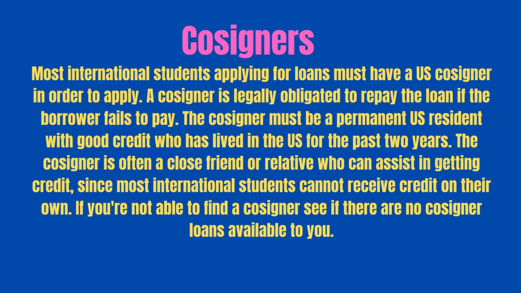Cosigners. Most international students applying for loans must have a U.S. cosigner in order to apply. A cosigner is legally obligated to repay the loan if the borrower fails to pay. The cosigner must be a permanent U.S. resident with good credit who has lived in the U.S. for the past 2 years. The cosigner is often a close friend or relative who can assist in getting credit, since most international students cannot receive credit on their own. If you're not able to find a cosigner, see if there are no cosigner loans available to you.